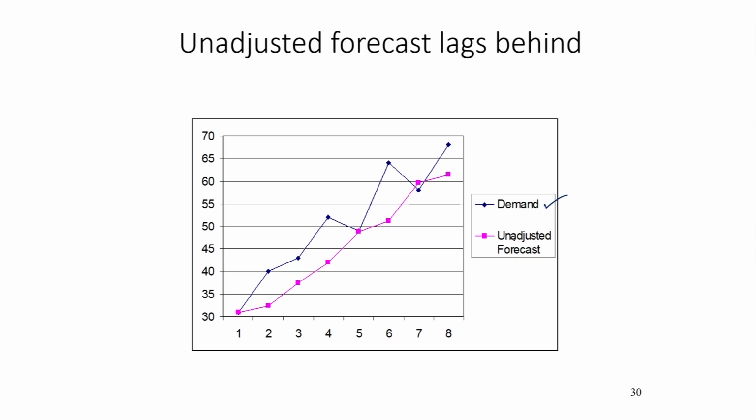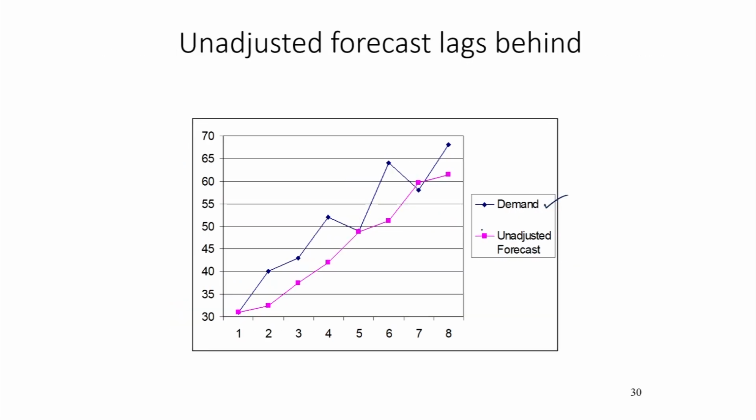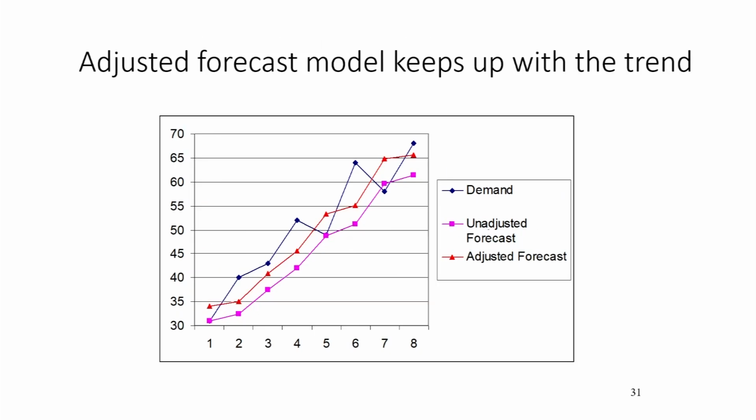If on this I draw the unadjusted forecast, pink color is unadjusted forecast in the previous slide, and then here we are having adjusted forecast. You are finding that adjusted forecast is closer to the black color line, which is the actual demand. So, that is how if we adjust for the trend, our forecast accuracy increases.